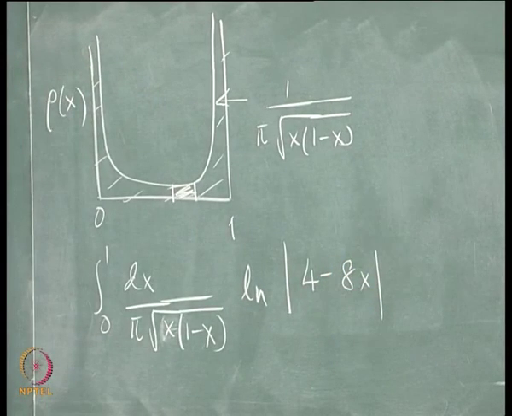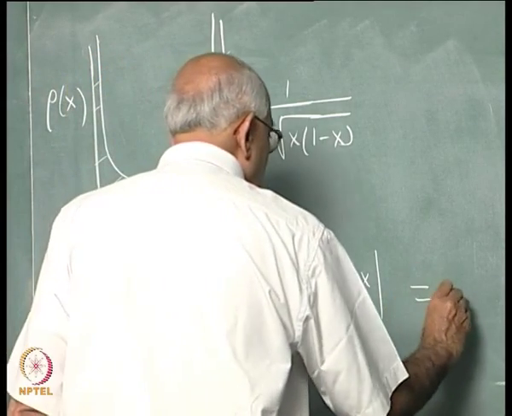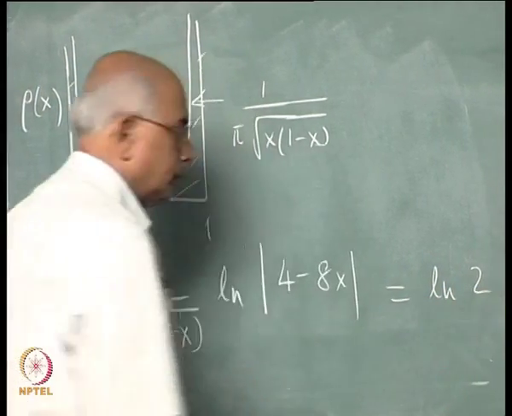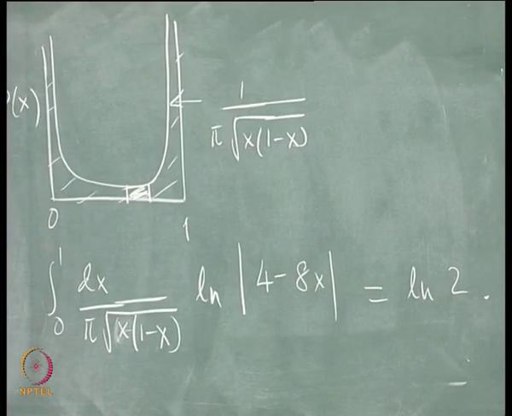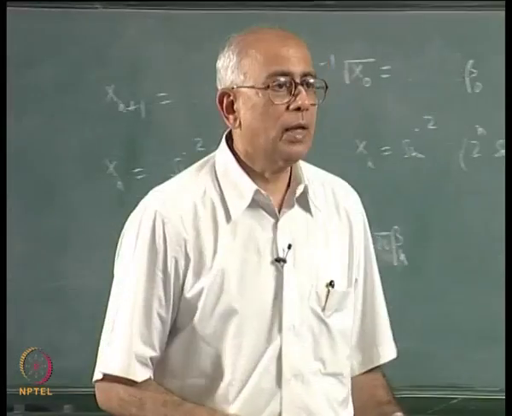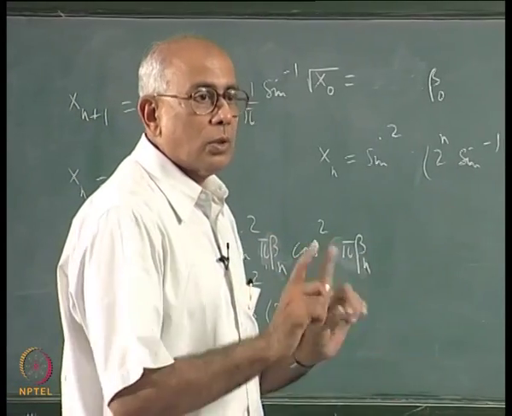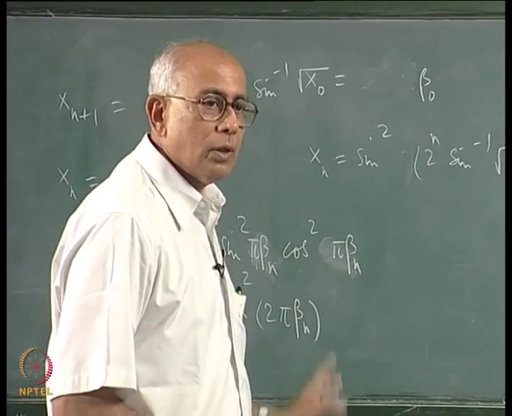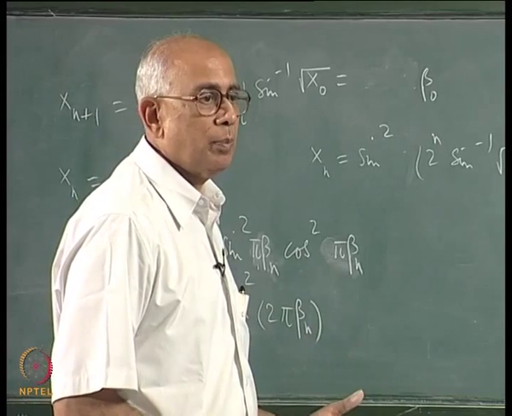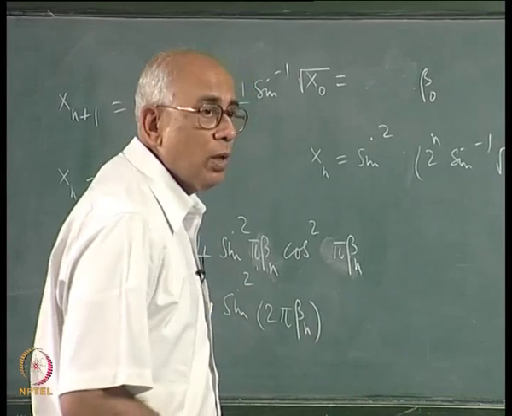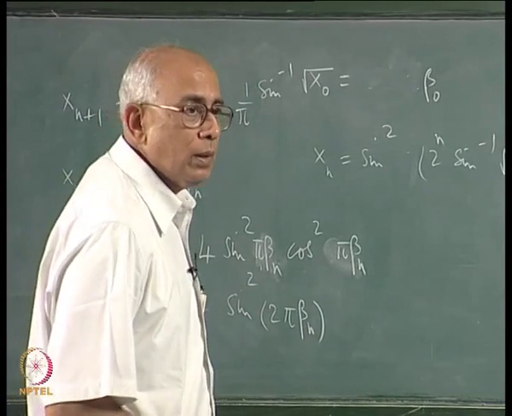This integral can be done without too much difficulty, and I leave it to you to verify that this is equal to log 2. So that rigorously establishes that the Lyapunov exponent is log 2 for the logistic map at fully developed chaos at parameter value 4. This trick does not work for any value less than 4.